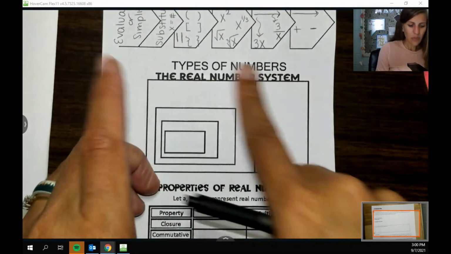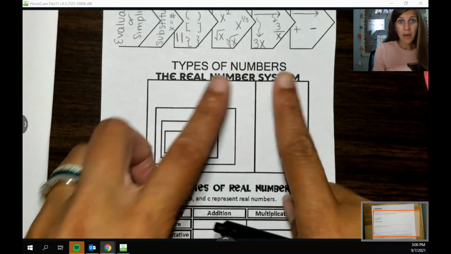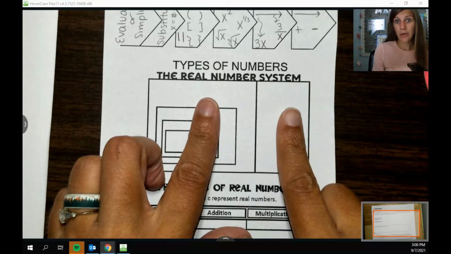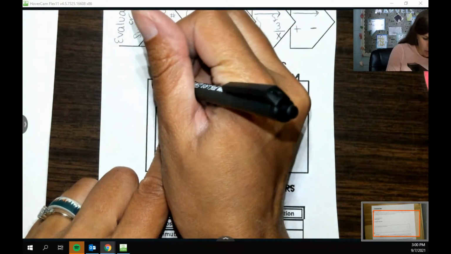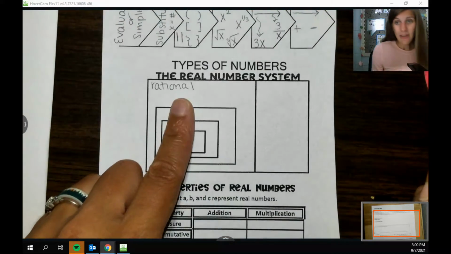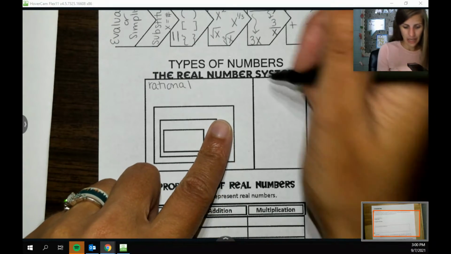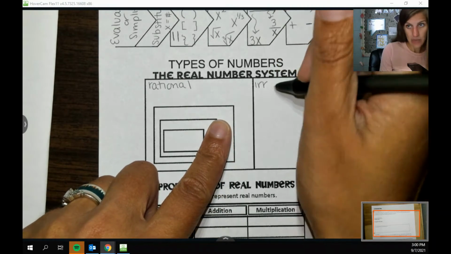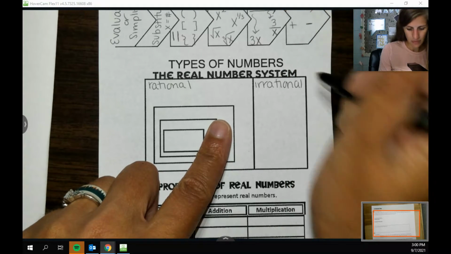So all the numbers that we can think of are real numbers, but they're split up into two categories. Kind of the larger category are rational numbers. And if it's not a rational number, then it's irrational. Like ir is sort of the opposite of. So irrational is not rational.